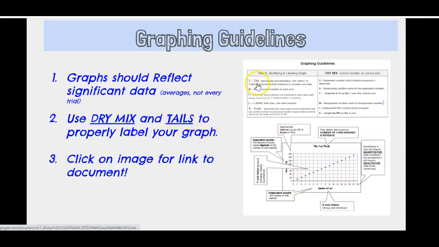TAILS is just talking about that you need to have a title, that you need to have axis labels, that your interval needs to be correct, that your labels and your scale need to be correct. We'll talk about that a little bit more when we do our own lab. But that is a great resource for you, and there's also a copy of it in your binder.